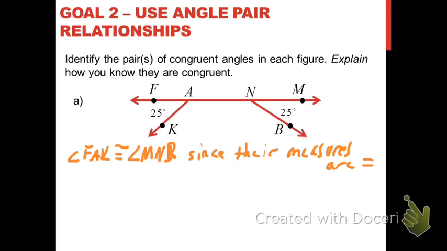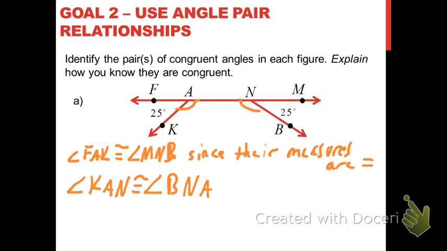Alright, are there any more pairs of congruent angles here? Well, yes, actually. And let's see if you got these and if you got the correct reasoning for it. Turns out the angle KAN is congruent to angle BNA. Alright, let's make sure you see where I'm talking about. Angle KAN right here, and angle BNA right here. I'm going to mark those as congruent in the picture this way.